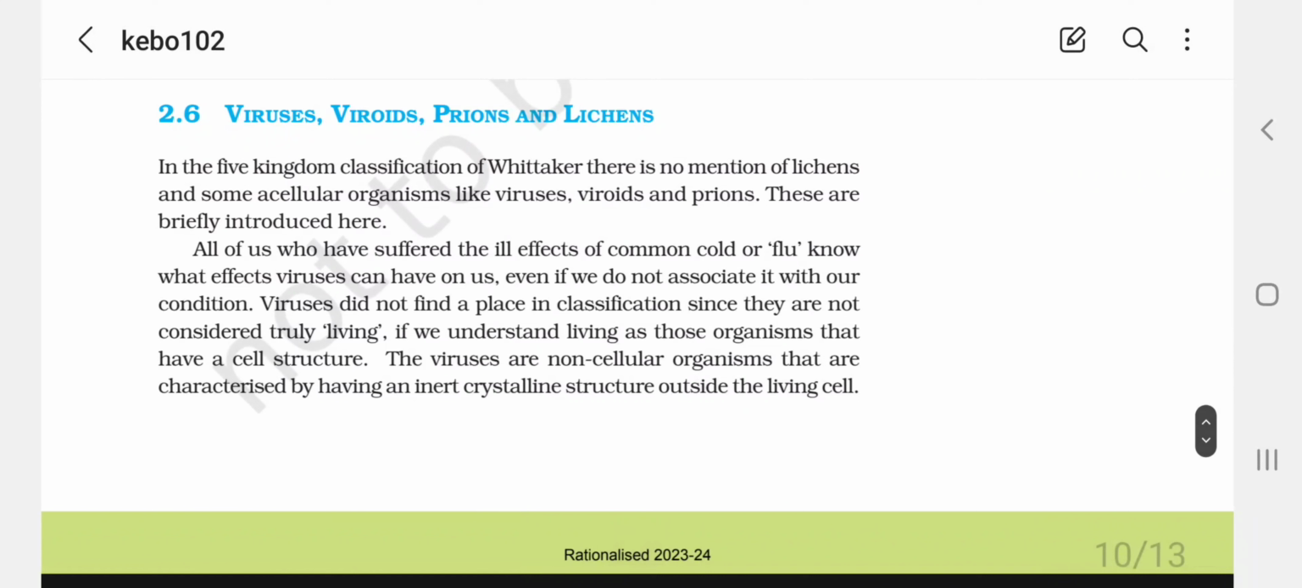2.6 Viruses, viroids, prions, and lichens. In the five kingdom classification of Whittaker, there is no mention of lichens and some acellular organisms like viruses, viroids, and prions. These are briefly introduced here. All of us who have suffered the ill effects of common cold or flu know what effects viruses can have on us, even if we do not associate it with our condition.